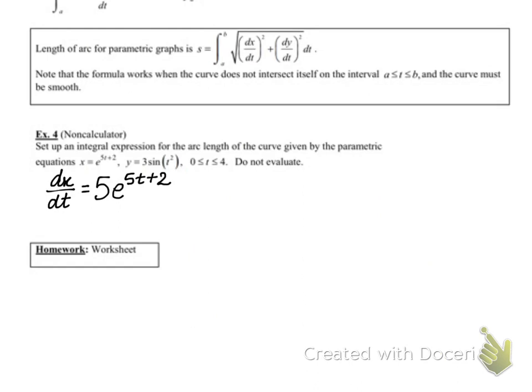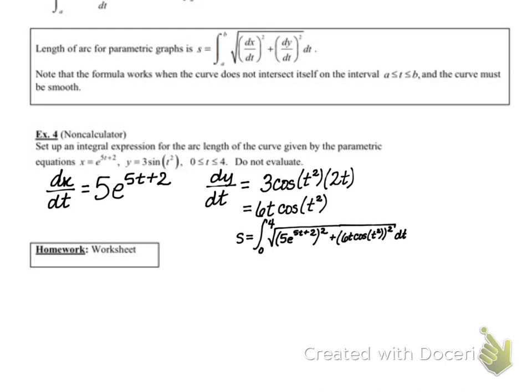When you get back down to the example, you take the derivative of x with respect to t and the derivative of y with respect to t. So take that derivative, remembering chain rule, and all you need to do now is pop it into the formula. Ta-da!